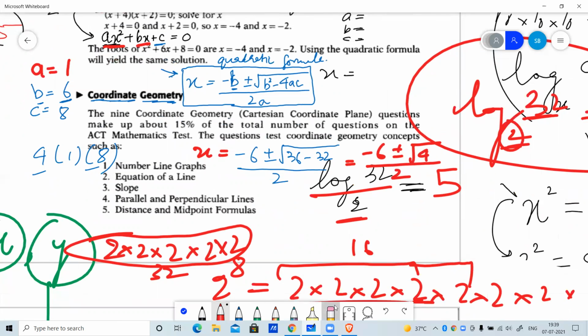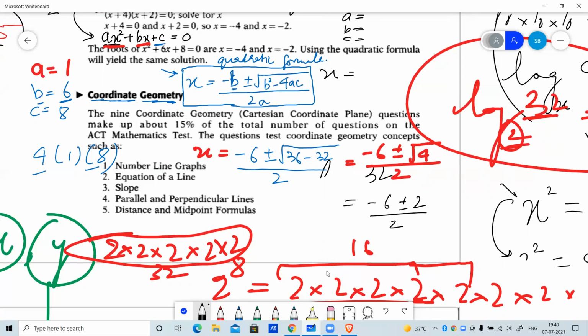Now what we can do here is simplify it further. How much is the square root of 4? Is 4 a perfect square? Yes, it's 2 times 2. Correct. So you can write it as negative 6 plus minus 2, divided by 2. Now we'll be having two values: either x is equal to negative 6 plus 2 divided by 2, or x is equal to negative 6 minus 2 divided by 2.